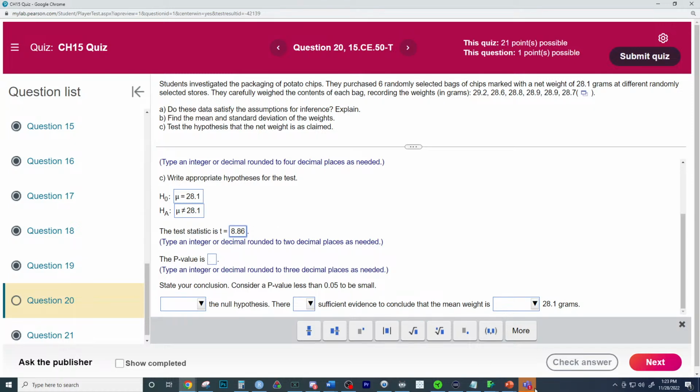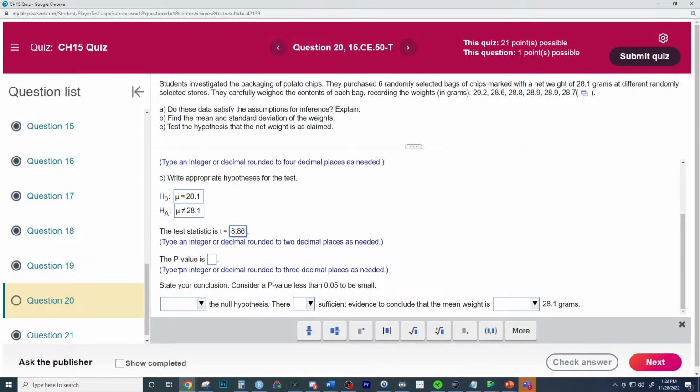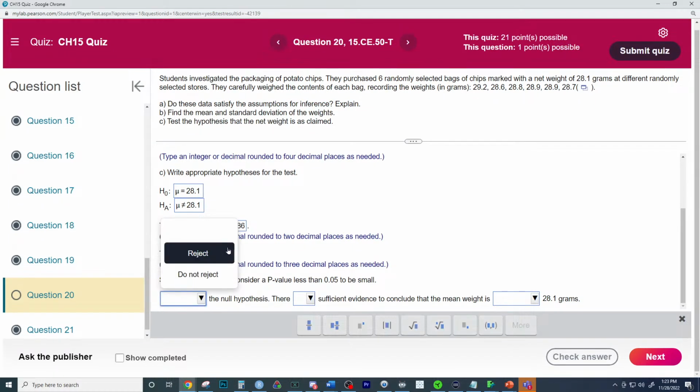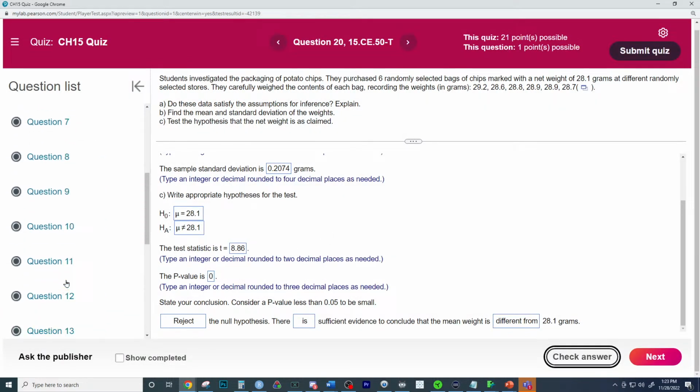The p-value is in round to 3 decimals. This is going to be a tiny p-value. I'm a little worried because it's a bit odd. The p-value right here is 0.00003, which means it's basically 0 when you round to 3 decimals. Since the p-value is less than the alpha 0.05, we reject the null hypothesis. There is evidence for the alternative that it is different from this. And we were testing different again. Good. We've literally done every problem.